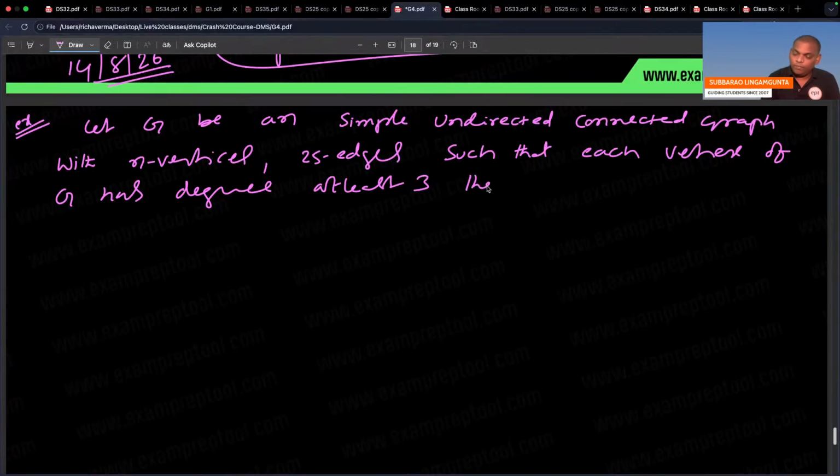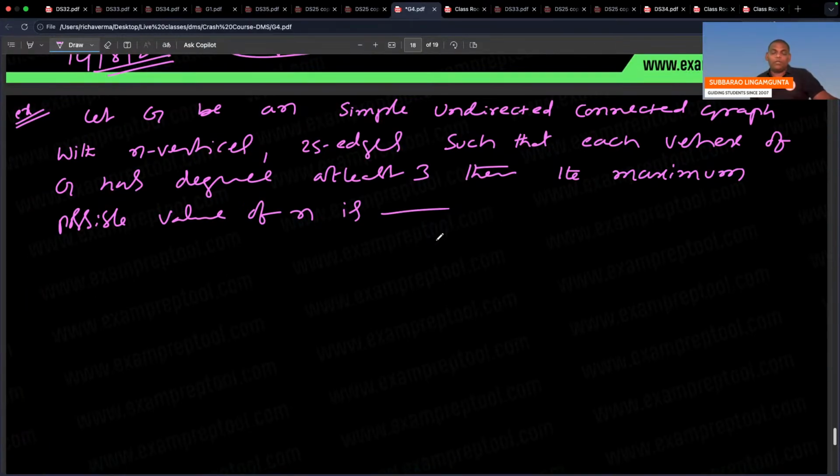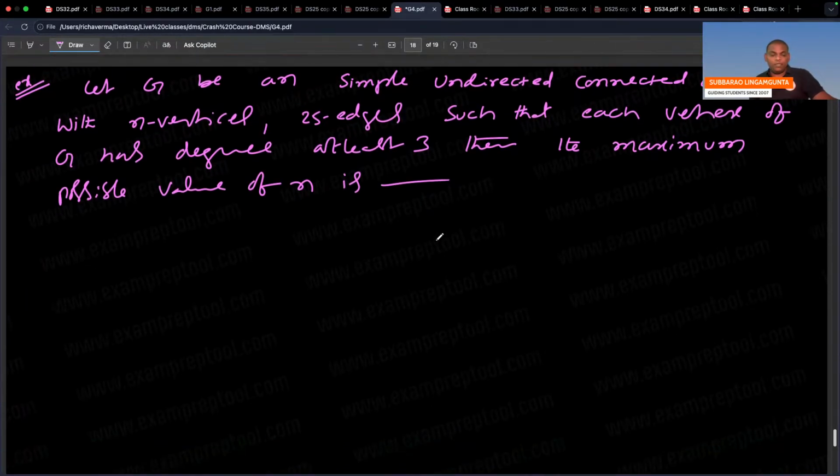Then the maximum possible value of n is. Let G be a simple undirected connected graph with n vertices, 25 edges, such that each vertex of G has degree at least 3. Then the maximum possible value of n is.